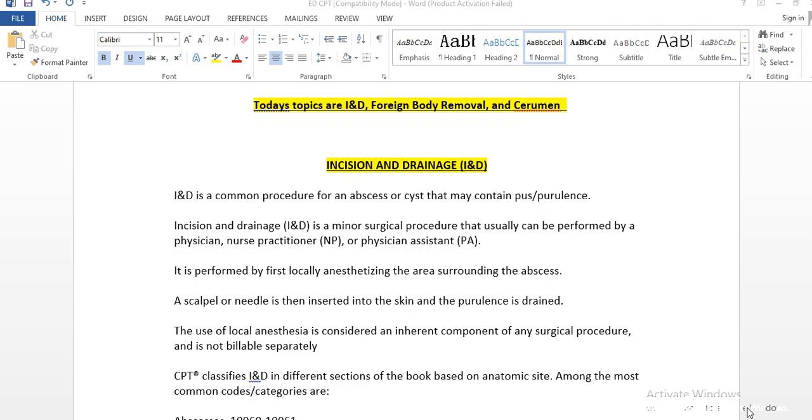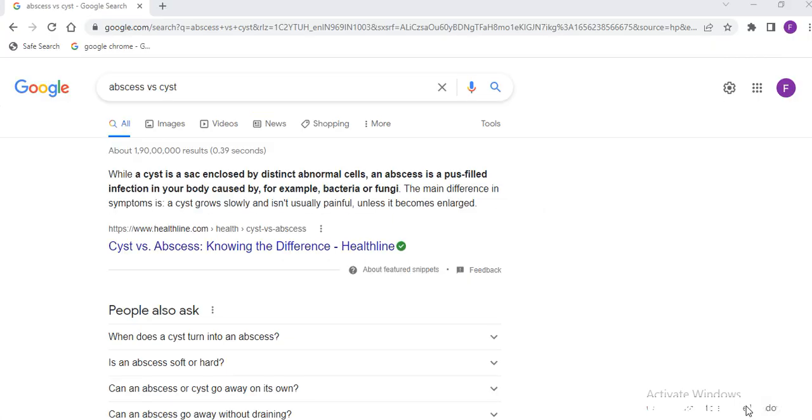So what is I&D? Usually we'll call it as I&D. I&D is a common procedure for an abscess or cyst that may contain pus or purulence. Before that we need to check what is abscess and what is cyst. A cyst is a sac enclosed by distinct abnormal cells, and an abscess is a pus-filled infection in our body caused by, for example, bacteria or fungi.